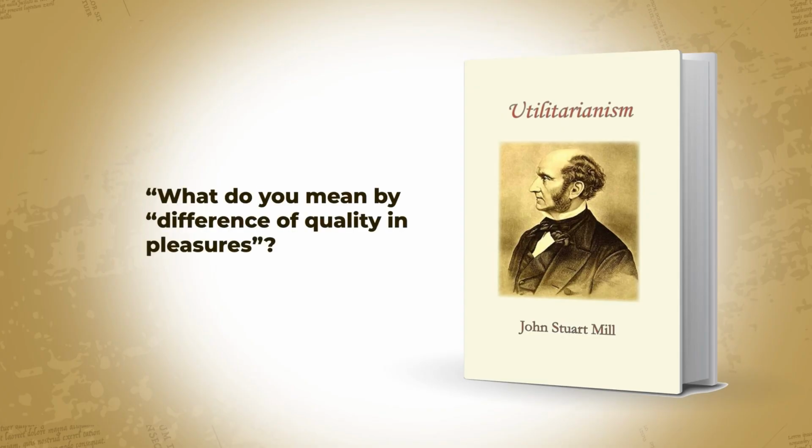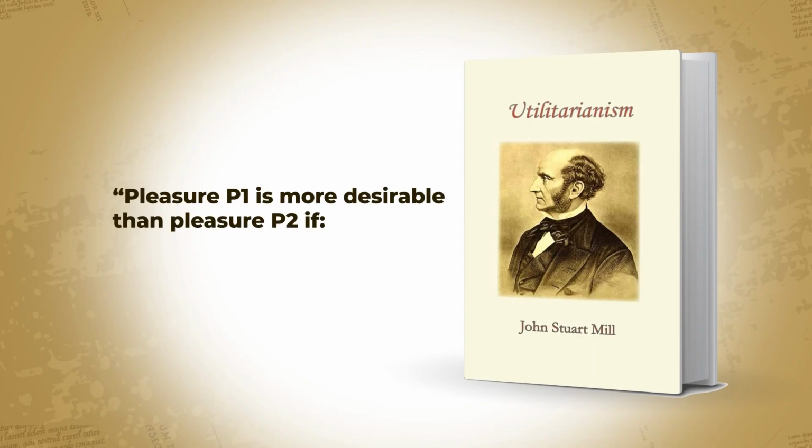What do you mean by a difference of quality in pleasures? What, according to you, makes one pleasure more valuable than another, merely as a pleasure, if not its being greater in amount? To this, according to Mill, there is only one possible answer. Pleasure P1 is more desirable than pleasure P2 if all or almost all people who have had experience of both give a decided preference to P1, irrespective of any feeling that they ought to prefer it. Thus, we can see from the earlier slides that Mill made a qualitative distinction between pleasures.